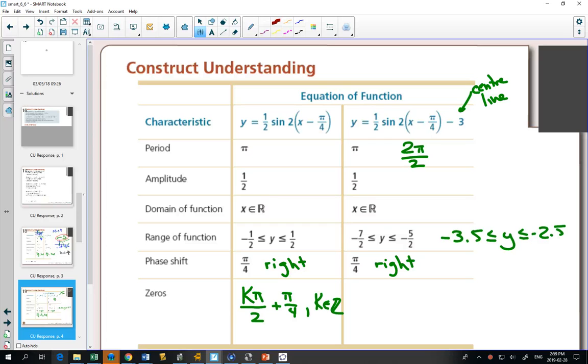And what happens when you move it down? Where are your new x-intercepts? Well, now there's none. Because it got moved down, your range doesn't even include any x-intercepts.